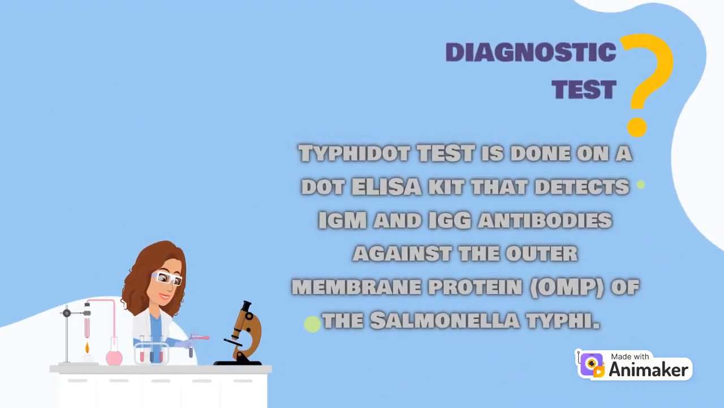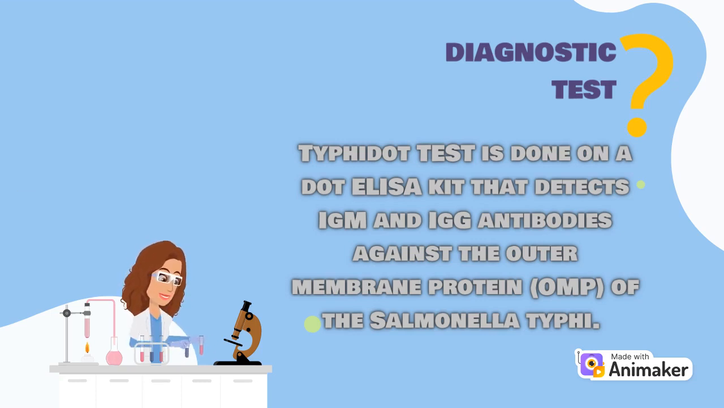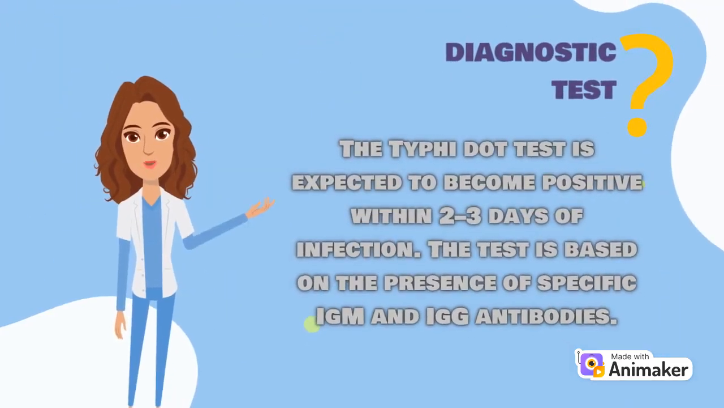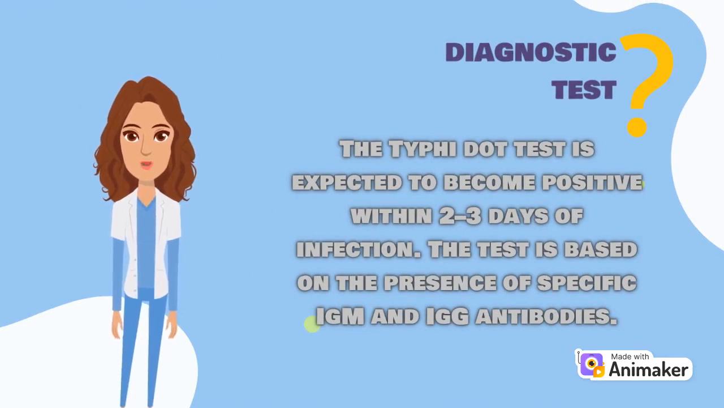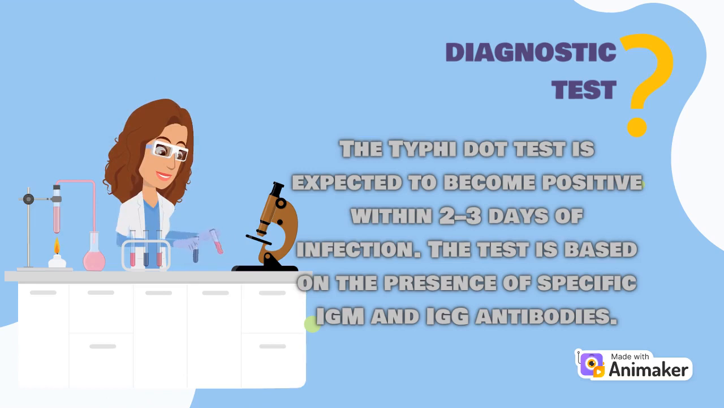Next is the Typhidot test, and it is done on an ELISA kit that detects immunoglobulin M and immunoglobulin G antibodies against the outer membrane protein, or OMP, of the Salmonella typhi. The Typhidot test is expected to become positive within 2 to 3 days of infection, and the test is based on the presence of specific immunoglobulin M and immunoglobulin G antibody.